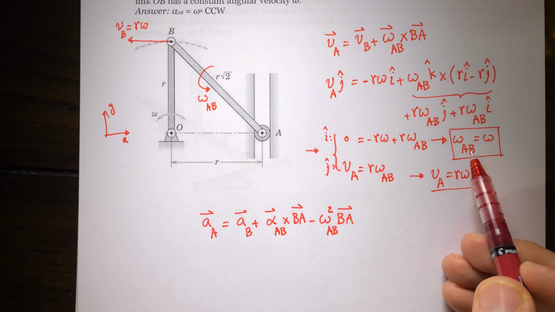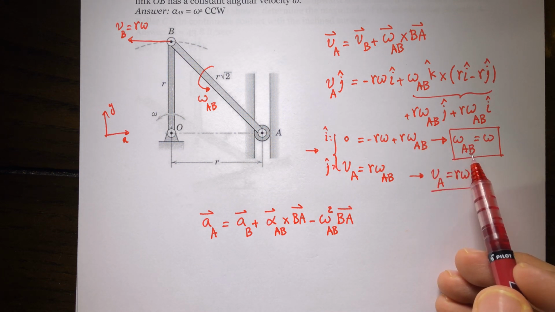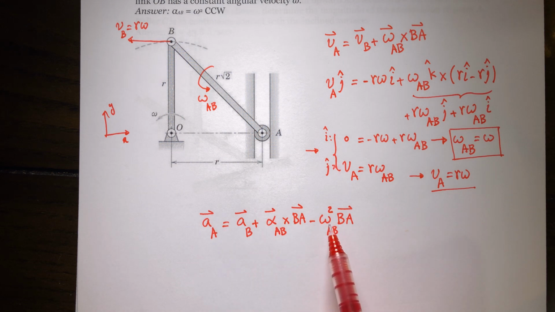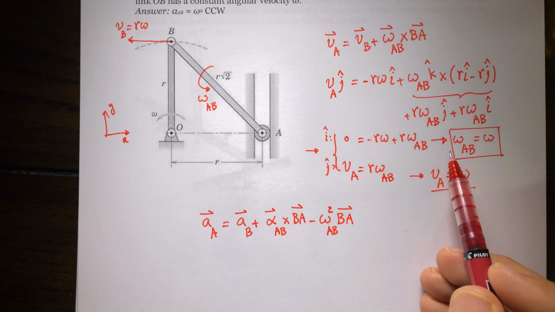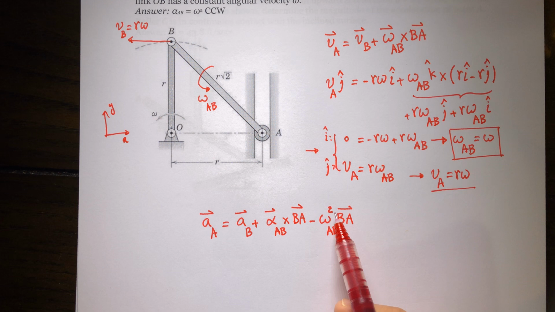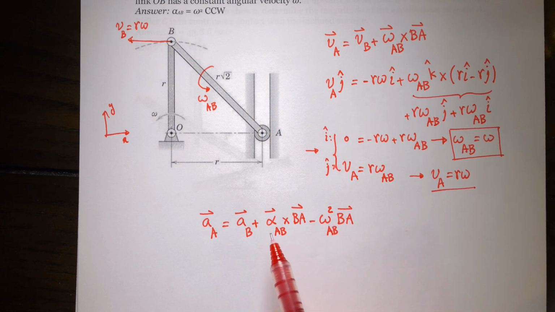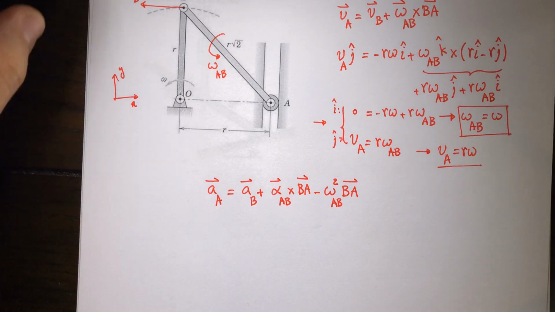If we didn't do this part, if we didn't analyze the velocity, and if we didn't know omega AB, then here we could have had three unknowns: acceleration of A, alpha AB, and omega AB. But this is a vector equation. We have only two equations here, so we shouldn't be able to find alpha. That's the reason we did this velocity analysis to find omega. Because after that, this is not going to be unknown anymore. So here we are going to have only two unknowns, and also two equations. So mathematically, we should be able to find both unknowns.